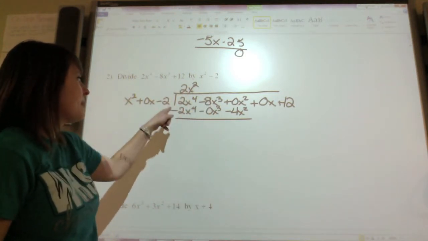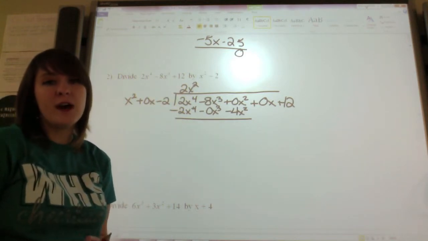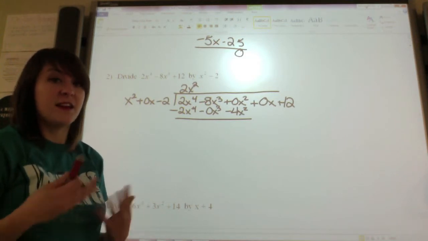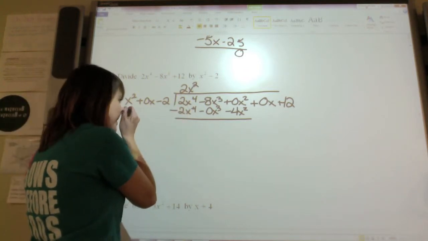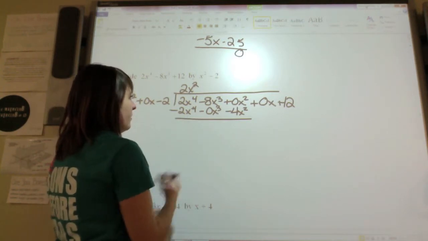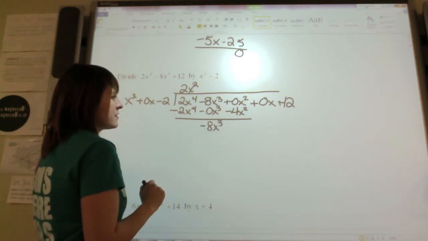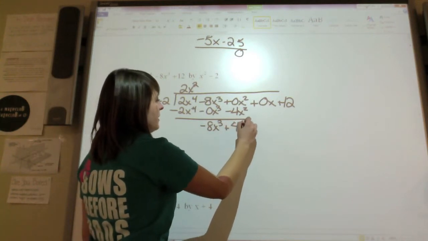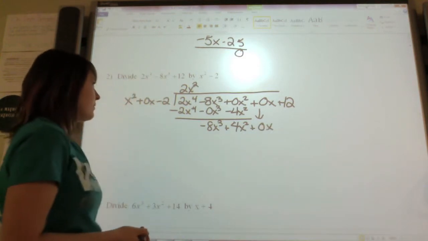Notice that now that I have my placeholders here, my x cubes, my x squareds, and my x to the fourth match up. If you don't have a placeholder there, you're going to end up with stuff like x cubed minus x, and that doesn't make sense because we can't actually subtract that. So now I go through and I do my subtraction. So this cancels out. Negative 8x cubed minus 0, that's just negative 8x cubed. 0 minus negative 4x, well, if I'm subtracting a negative, that's the same thing as adding, so this is plus 4x squared. And then I can bring this placeholder down here to have a 0x.